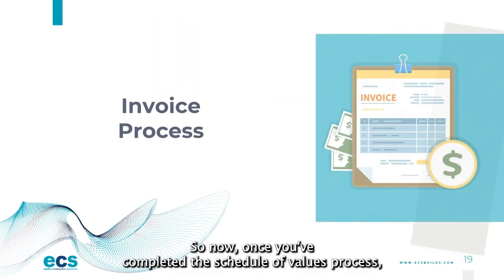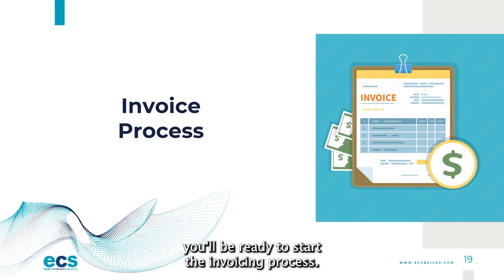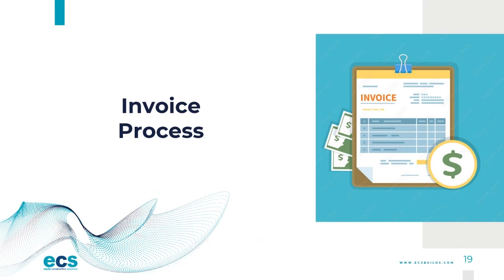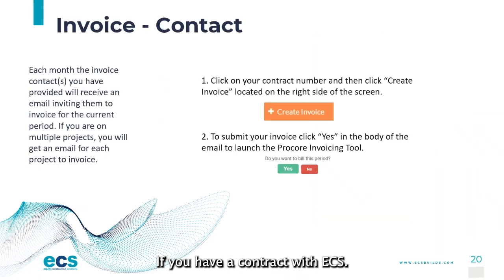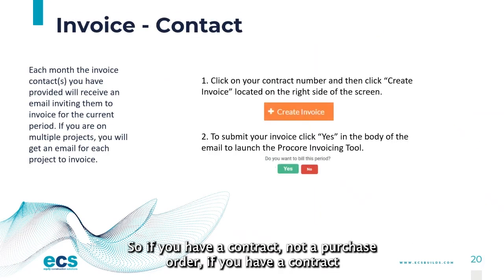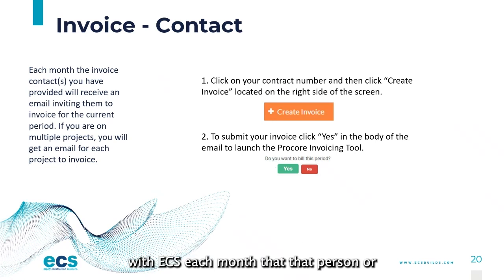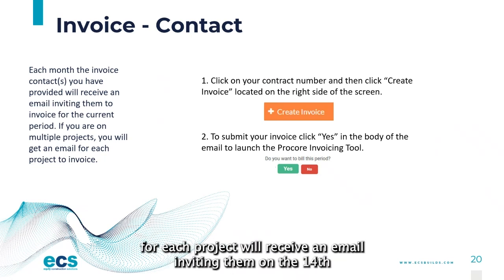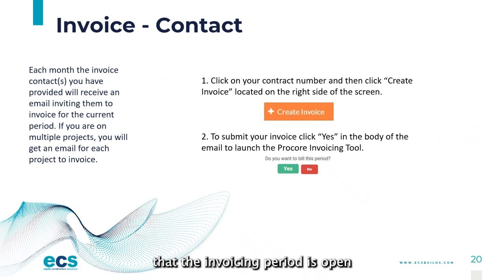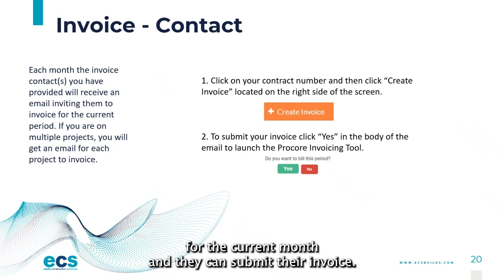Now once you've completed the schedule of values process, you'll be ready to start the invoicing process. We're going to be talking about the invoicing process if you have a contract with ECS. If you have a contract, not a purchase order, each month the person or persons in the project directory for each project will receive an email on the 14th inviting them that the invoicing period is open for the current month and they can submit their invoice.